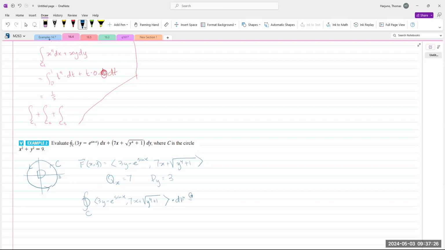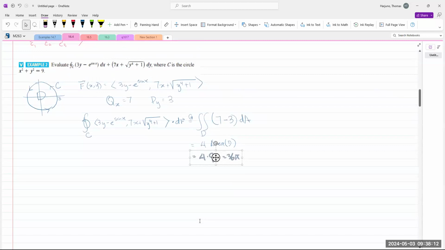This is equal to, according to Green's theorem, the double integral over region D, which is the disk with radius 3, of q sub x minus p sub y dA. Okay, but that's basically 4 times the area of D, which is 4 times 9π. That's 36π. Now that's the nice thing about this Green's theorem. Now, more things to say.